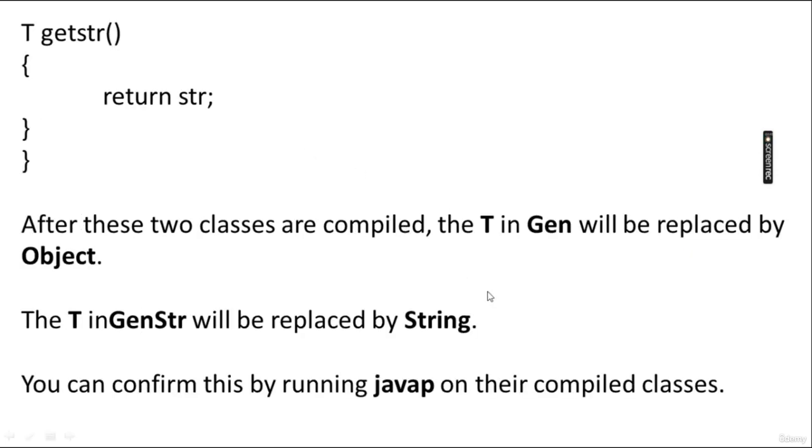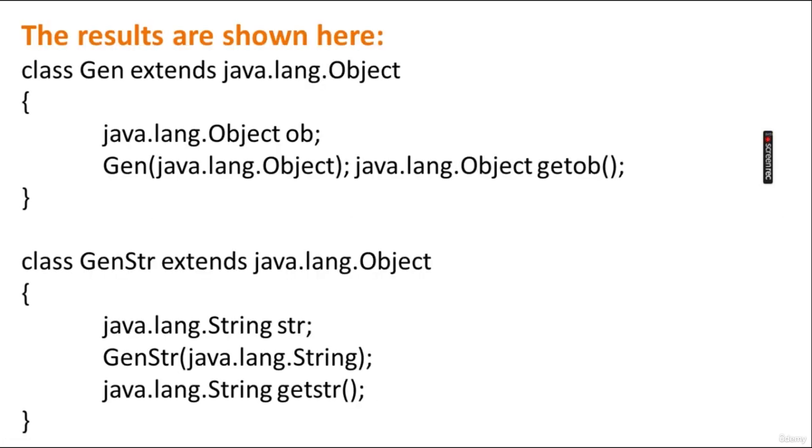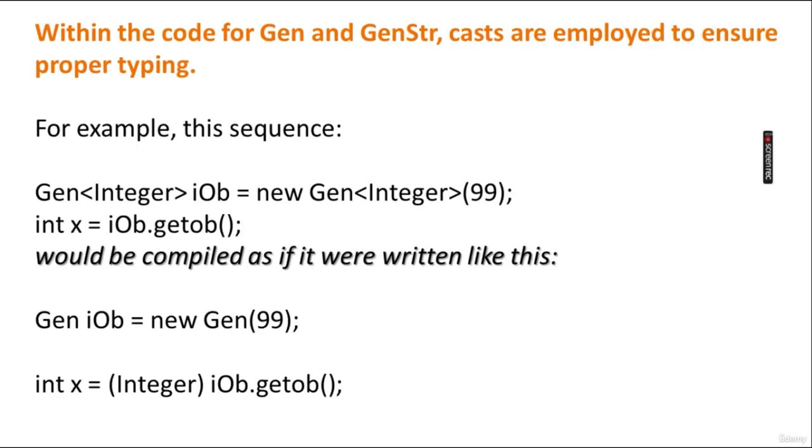Now, after these two classes are compiled, T in Gen will be replaced by Object. You can confirm this by running javap on the compiled classes. So what is the output? The class Gen extends java.lang.Object, and T is replaced by java.lang.Object ob, and java.lang.Object getObject. Okay, so the parameterized constructor is also shown here, written with the type. And when your String class is compiled, what is the output? java.lang.String str. So T will be replaced by String because the upper bound is String. GenString's parameterized constructor is passed a String, and getString will return the String. Within the code for Gen and GenString, casts are employed to ensure proper typing.